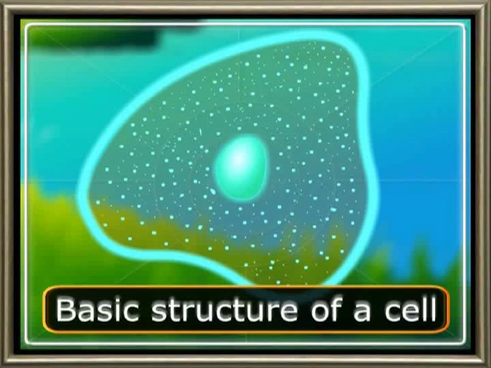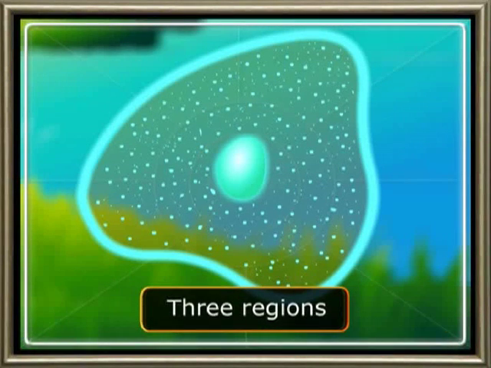Let us see the structure of a cell. Structure is not only shape and size, but we have to see the inclusions in a cell and their function. What do you find in a cell? In a cell, there are mainly three regions.